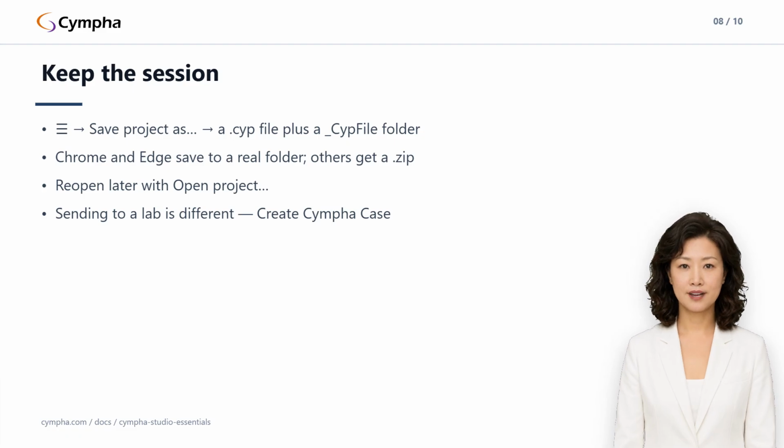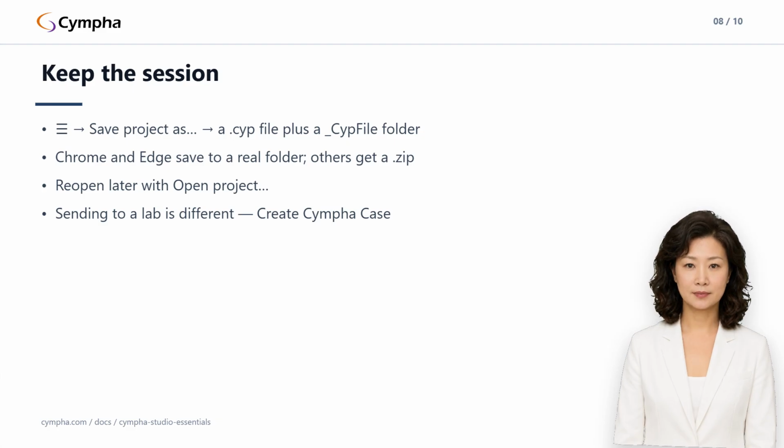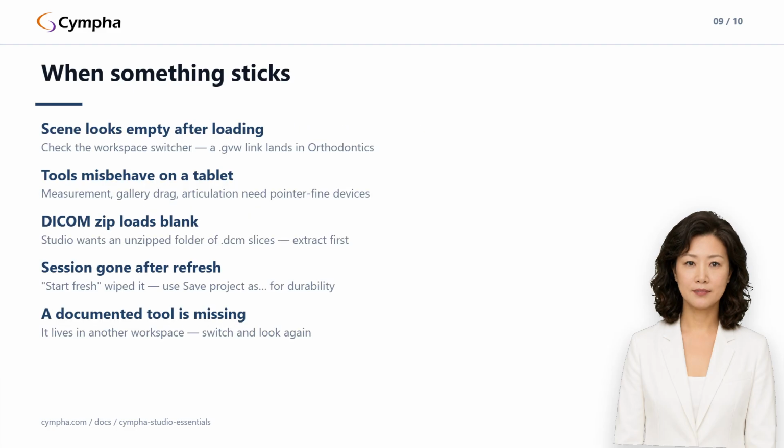Keep this distinct from a different action with a different purpose. If what you want is to send the scene to a lab or a colleague as a Cympha case with statuses, approvals, the full workflow, that's Create Cympha Case, and it has its own doc and its own lecture in this series. Save Project is for you. Create Cympha Case is for handing off. Knowing which one you mean is half of using them well.